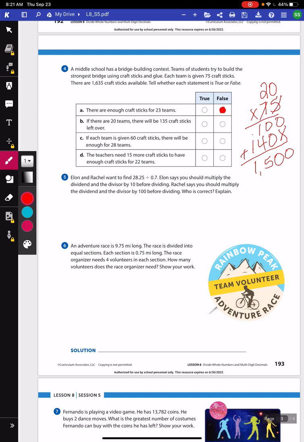And so if I take 1,635 and I subtract 1,500, 5 minus 0 is 5. 3 minus 0 is 3. 6 minus 5 is 1. So I get 135, so that would be true. C, if each team is given 60 craft sticks, there will be enough for 28 teams. Well, let's see.